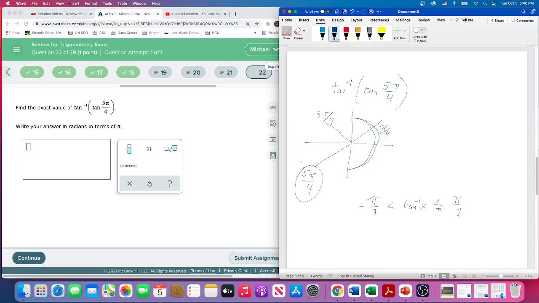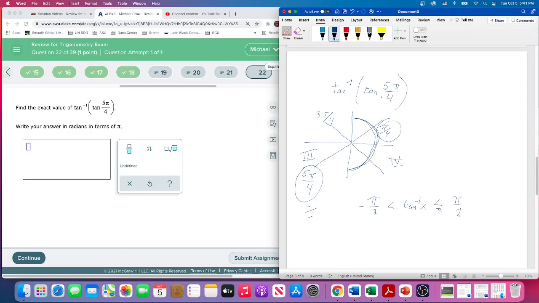Yet this is in a quadrant where both sine and cosine are negative, so tangent would be positive, right? A negative divided by a negative. So in this domain for inverse tangent, this half circle on the right, which one of these two pi over 4s would work? Well, the fourth quadrant, the signs are opposite, so you'd get a negative tangent. So our answer is actually going to be just pi over 4. It has to be here.